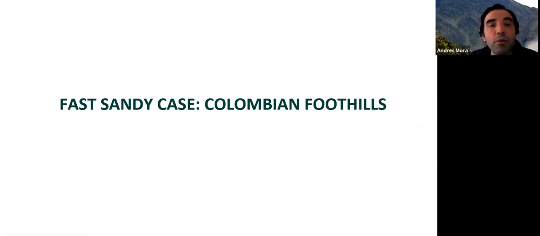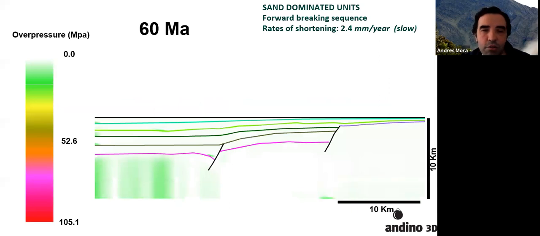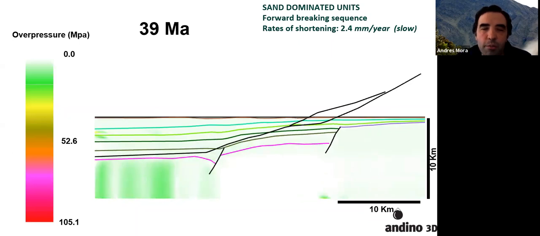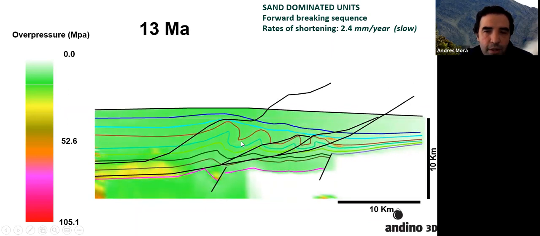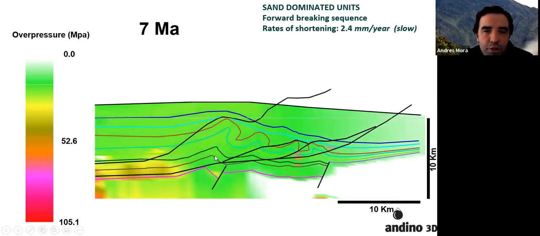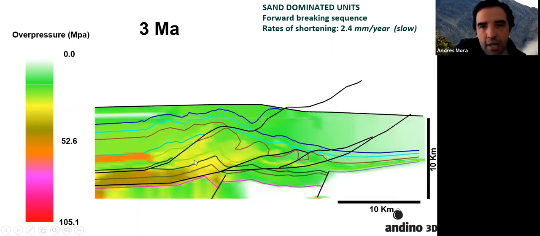Let's test a case with Andino where we have faster deformation rates again, but a sandy case. Again, the sandstones favor the fluids to circulate between the different fault compartments. So the amount of overpressure in megapascals in the scale here is much lower. And we start seeing increasing overpressure with increasing depths and increasing deformation. And we have the maximum overpressure by 3 million years, which is not as high as the overpressure that we had when we had the shaley case.